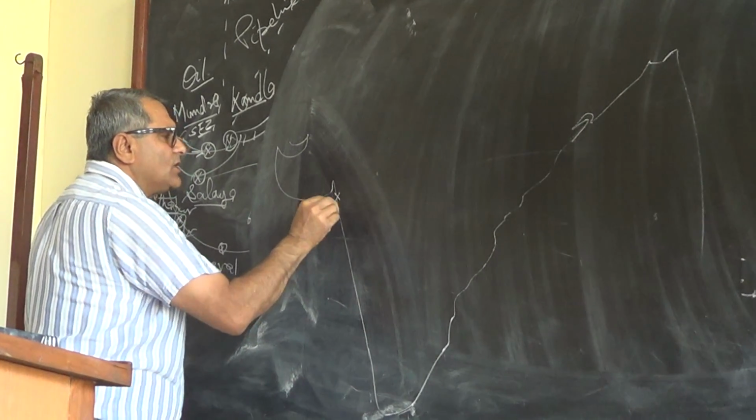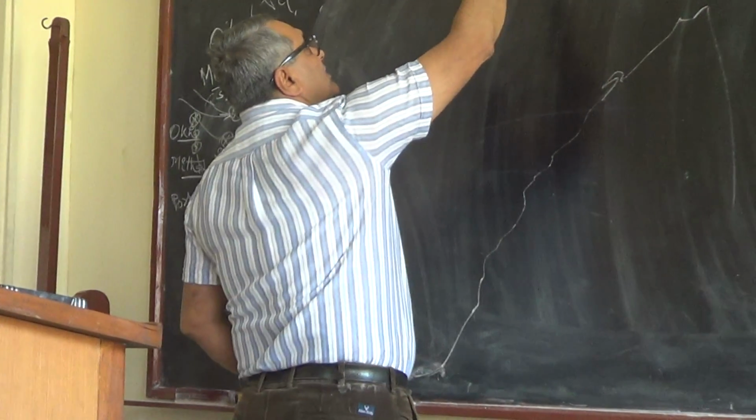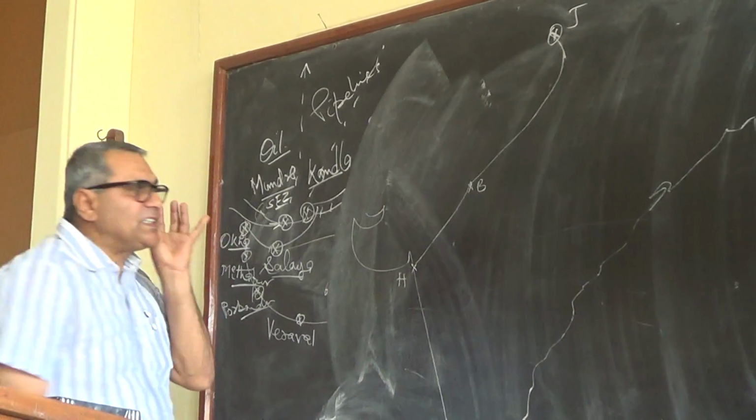Hazira, Bijapur and Jagdishpur in UP. The HBJ pipeline. This is basically for naphtha.